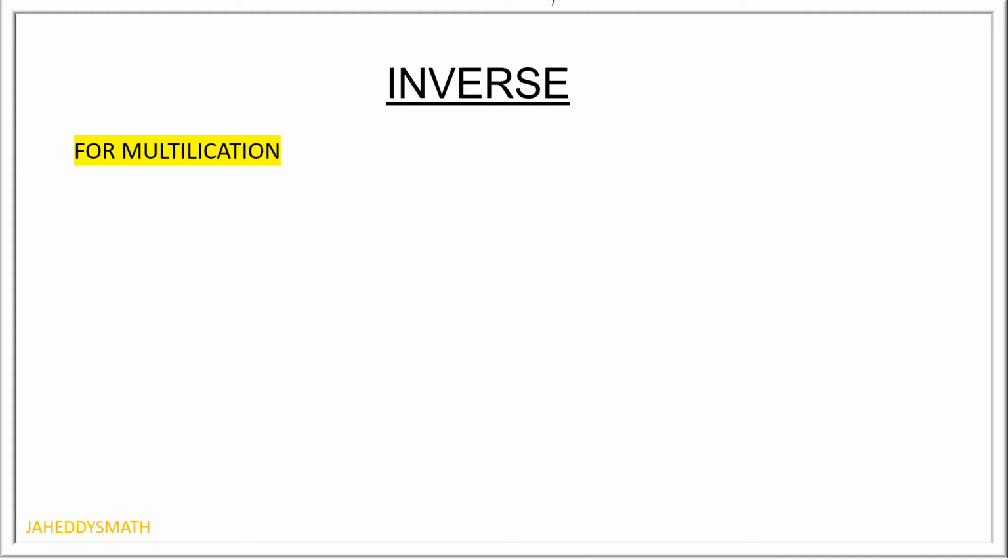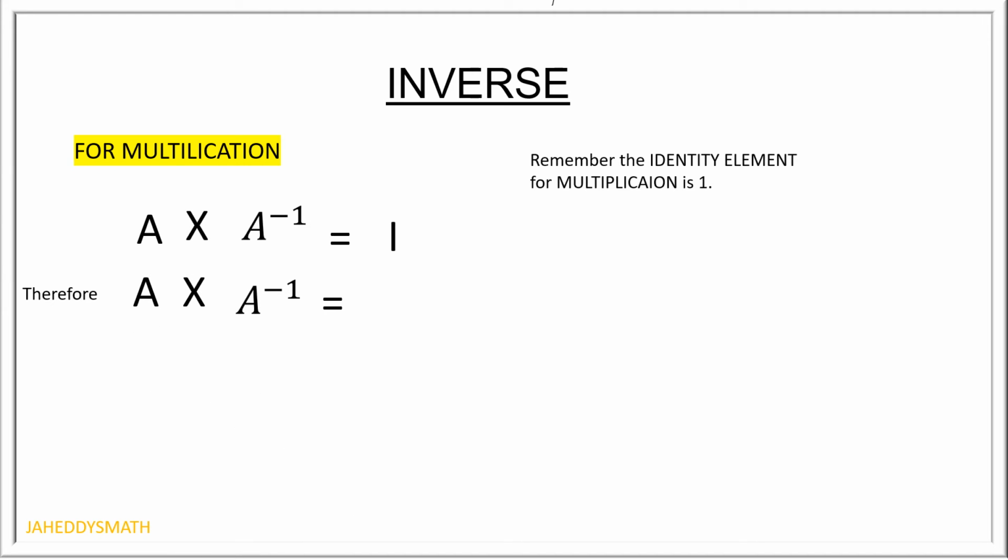Let us look at multiplication. We have a times the inverse must be equal to the identity element. Therefore, that product must be equal to 1. Because if you remember, the identity element for multiplication is 1. Those of you who are not sure about what identity element is, you can check the video. It will be placed above, so you can click on it to see what it is.